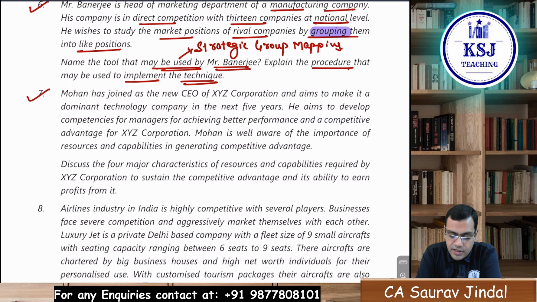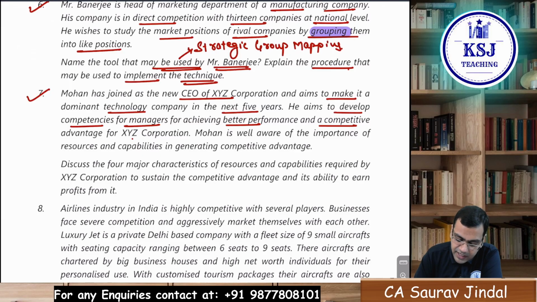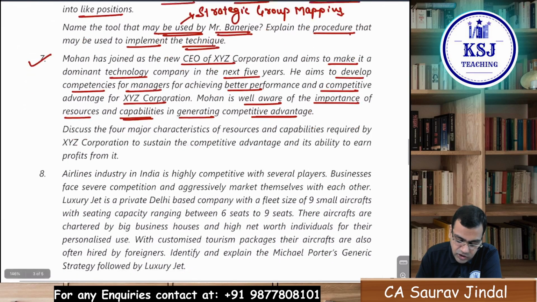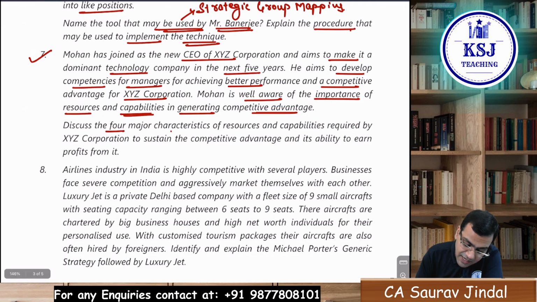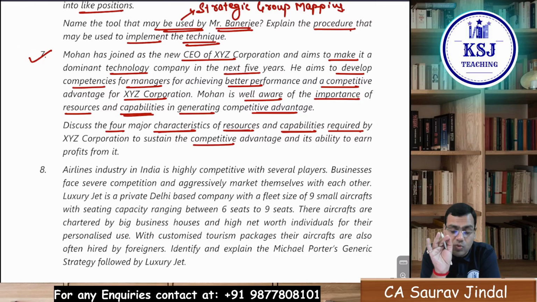Mohan has joined as the new CEO of XYZ Corporation and aims to make it a dominant technology company in the next 5 years. He aims to develop the competencies for the managers for achieving better performance and a competitive advantage for XYZ Corporation. Mohan is well aware of the importance of resources and capabilities in generating the competitive advantage. Discuss the 4 major characteristics of the resources and capabilities required by XYZ Corporation to sustain the competitive advantage. So, which topic does it relate to? It relates to resources and capabilities.